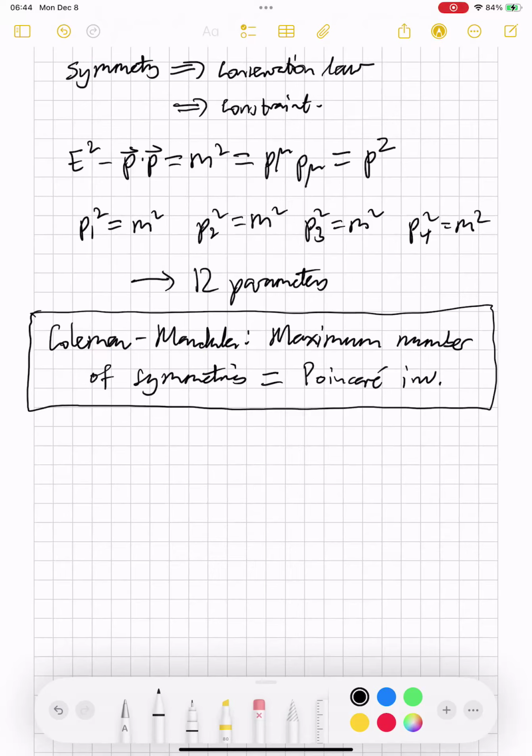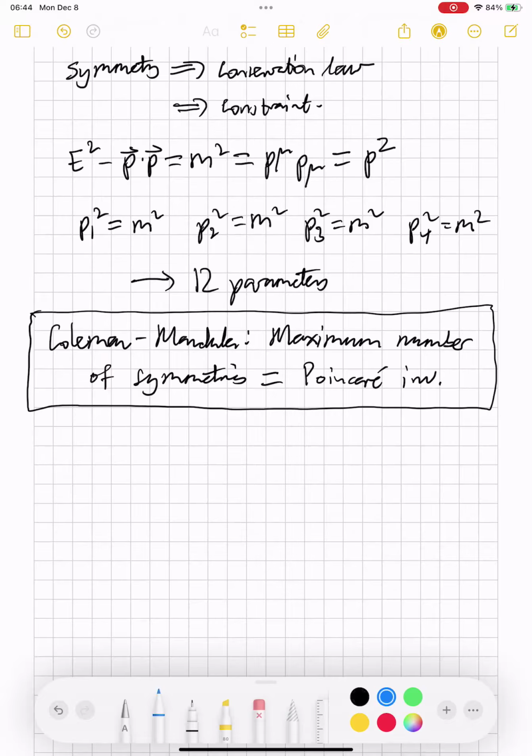You can have things like gauge symmetries, flavor symmetries. Those are not fixed by the Coleman-Mandula theorem. Those would be called internal symmetries. An internal symmetry would not act on your momenta. So here we're fixing space-time symmetries.